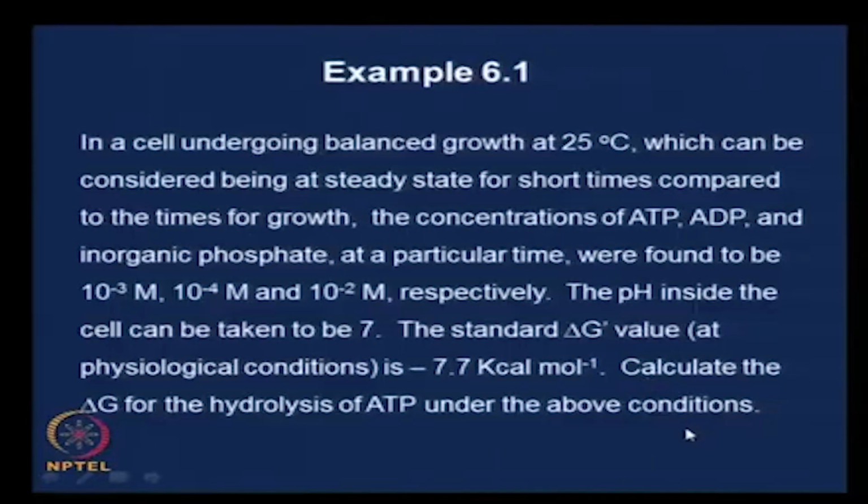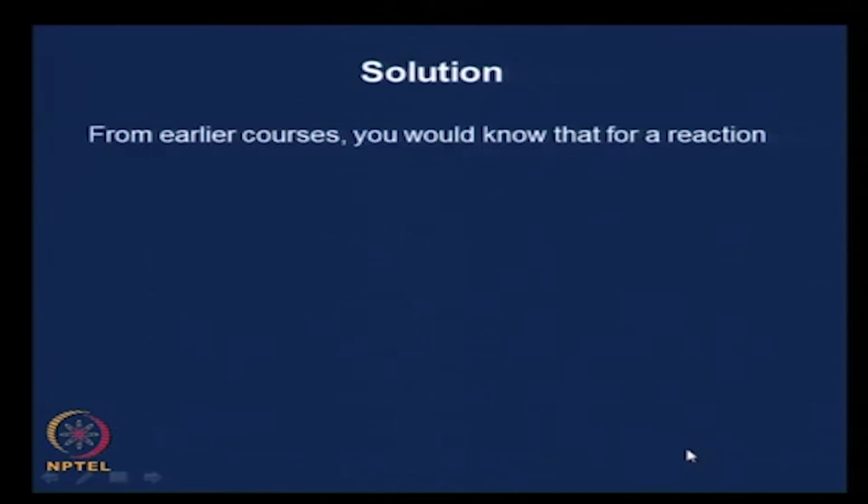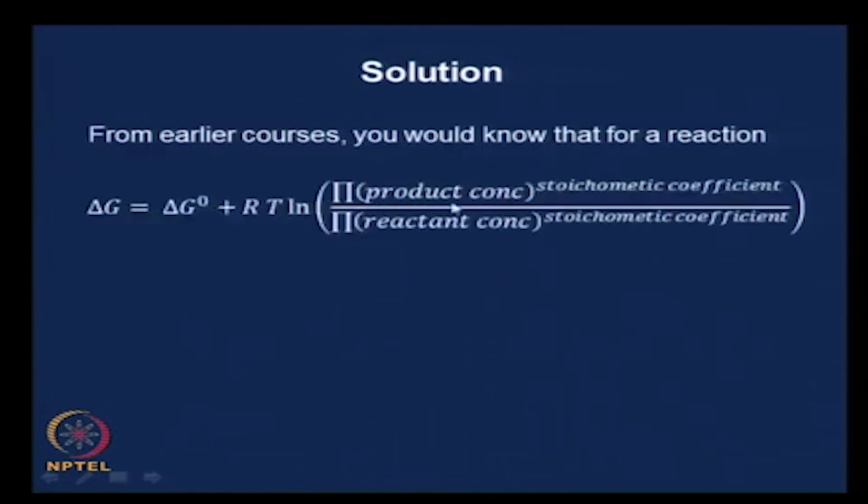Okay, you would have recalled quite a few principles from the earlier course. Let us see what these are or what is required to solve this particular example. From earlier courses we know that for a reaction delta G equals delta G naught plus RT ln of the product concentration raised to the power of the relevant stoichiometric coefficient divided by the product of the reactant concentrations each raised to its own stoichiometric coefficient.